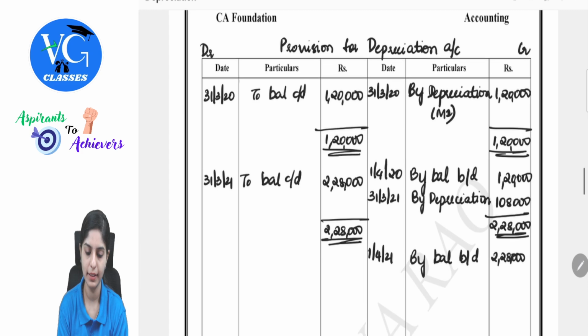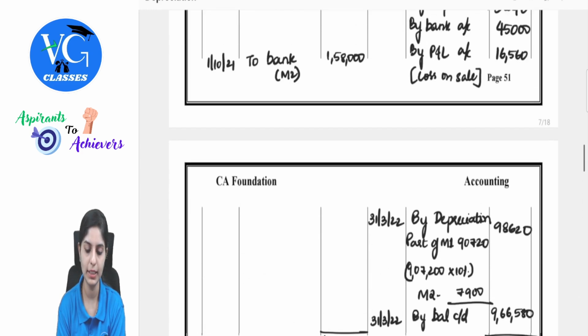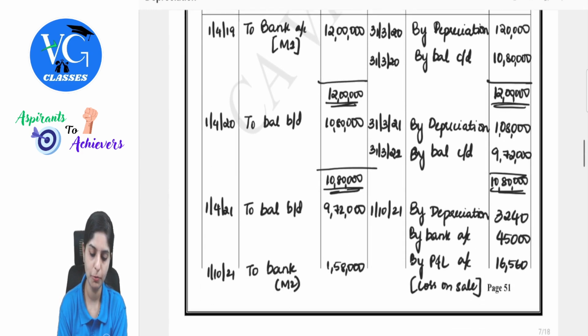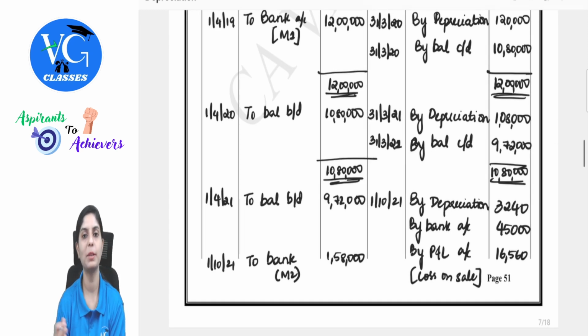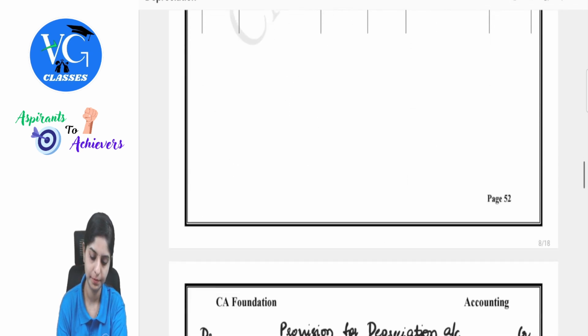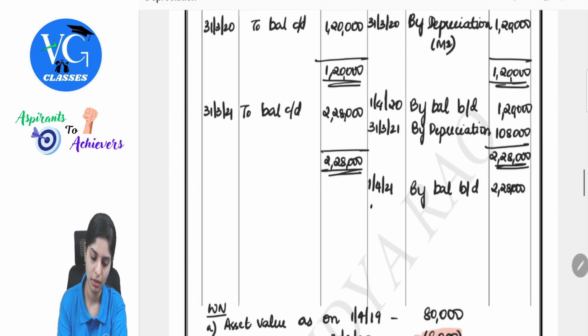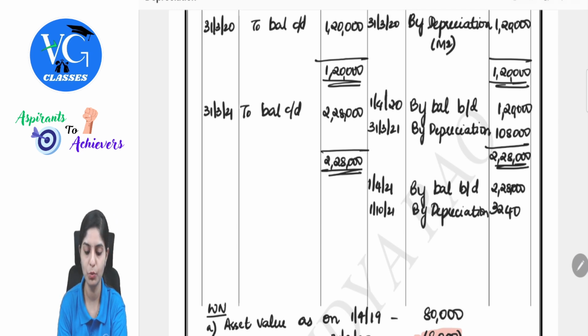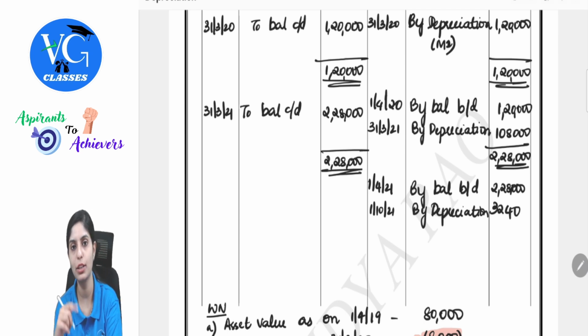Now in this particular year, there is part of the asset getting sold. So first of all, while we did provision for depreciation account not maintained, we have already made the calculation. We will use the same thing here. On 1st October, on that part of the asset, we will record the depreciation. The same thing we will do here as well. 1st October 21 by depreciation 3240. So this was with respect to the asset which is getting sold.